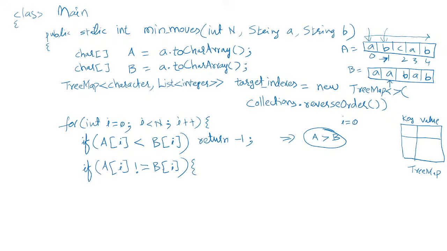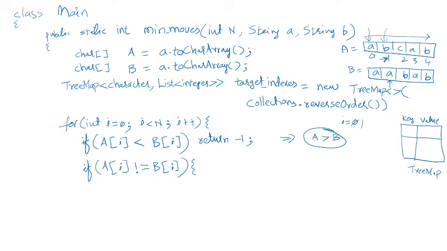If A of I not equals to B of I, in this case what happens? Let us look at first. I value is 0. Now A of 0 not equals to B of 0? No, it is false. Both are equal. So what happens? Simply I value increments. I value now becomes 1.